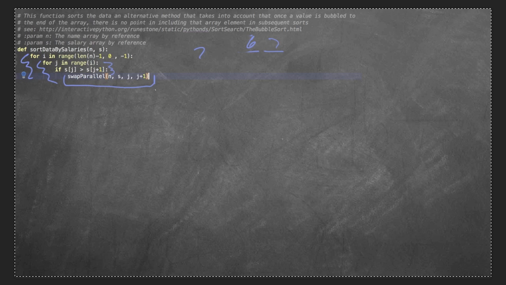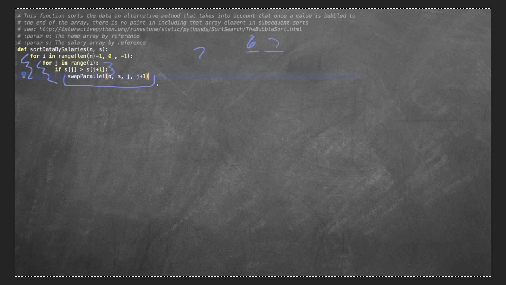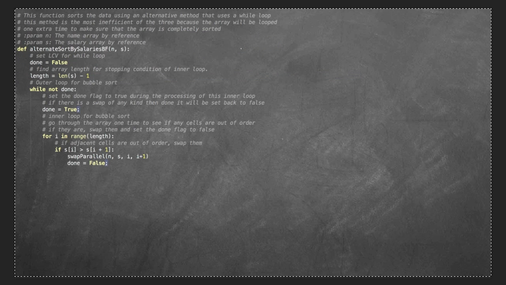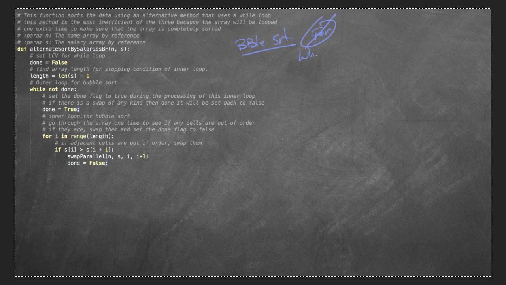So I'm not rewriting that code and sticking it into this portion. Once you write swap parallel, you're done writing it. You don't have to worry about it anymore. Here is an alternative bubble sort, but instead of using range or for loops, we are now going to use a while loop.